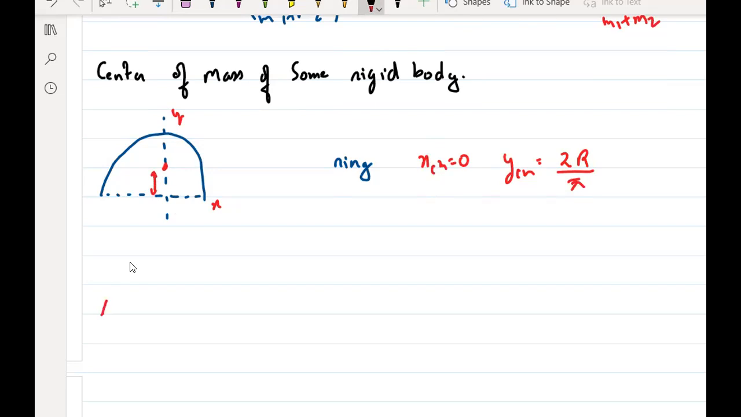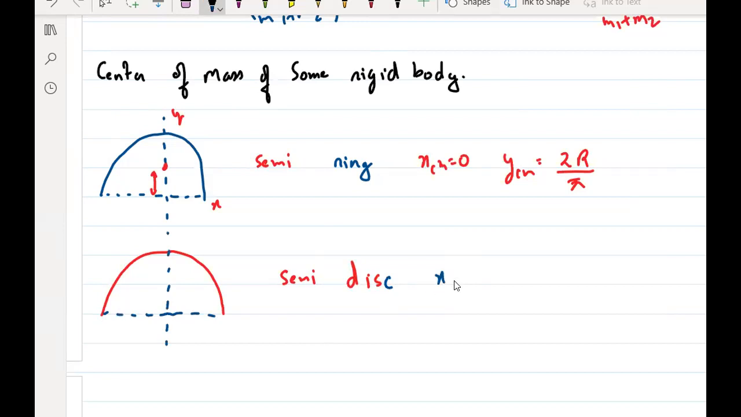Disk. This is the same, but now it is disk. Semicircular disk. Semi ring. Semi disk. Okay. Same condition. Yes or no? Don't you think it's the same condition? Tell me. XCM should be equal to what? XCM is equal to 0. Yes or no? So in this also the same concept should apply, right? But why? When you talk about Y, it should be somewhere.